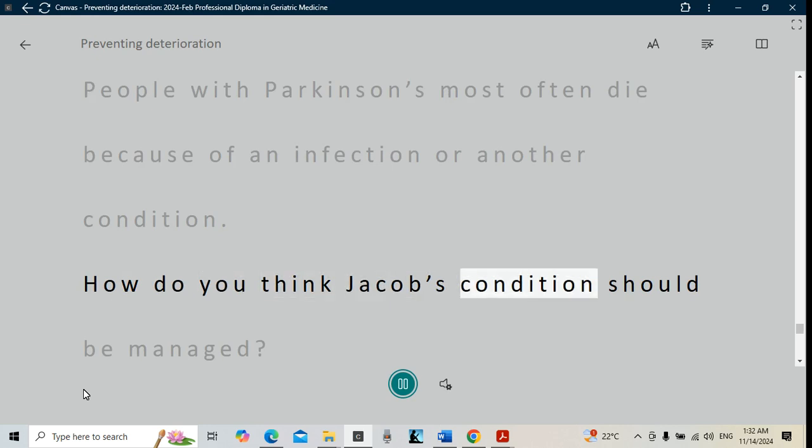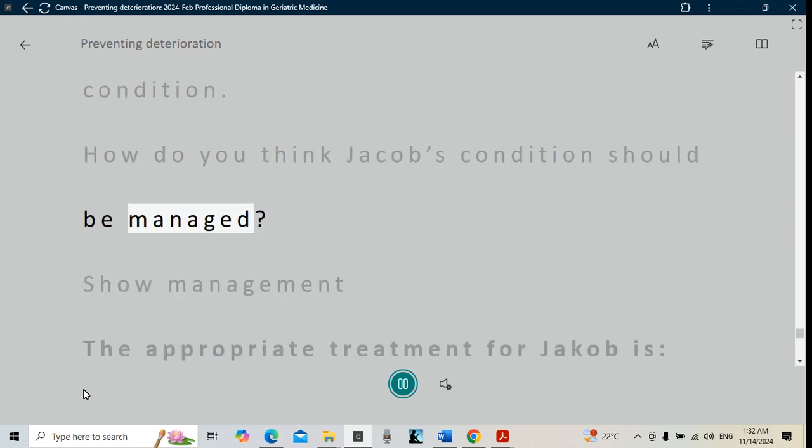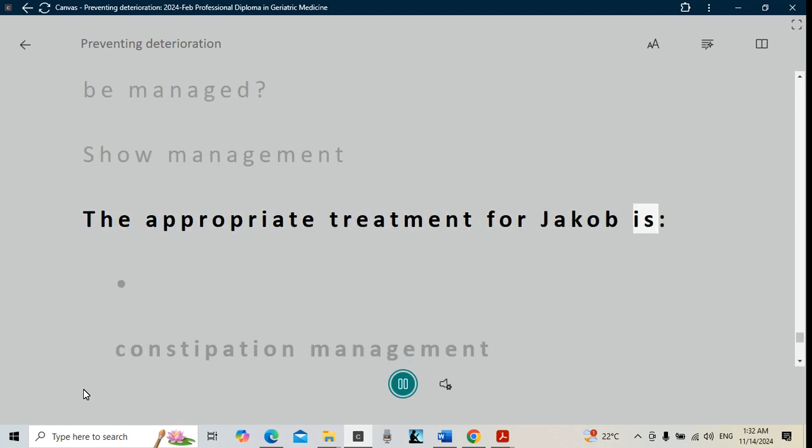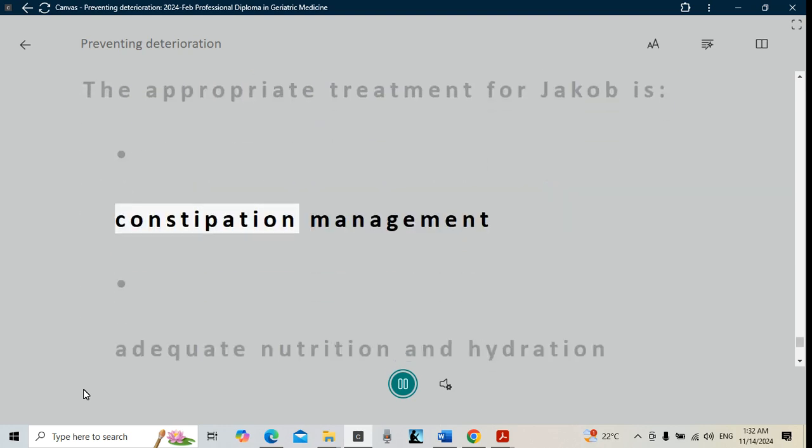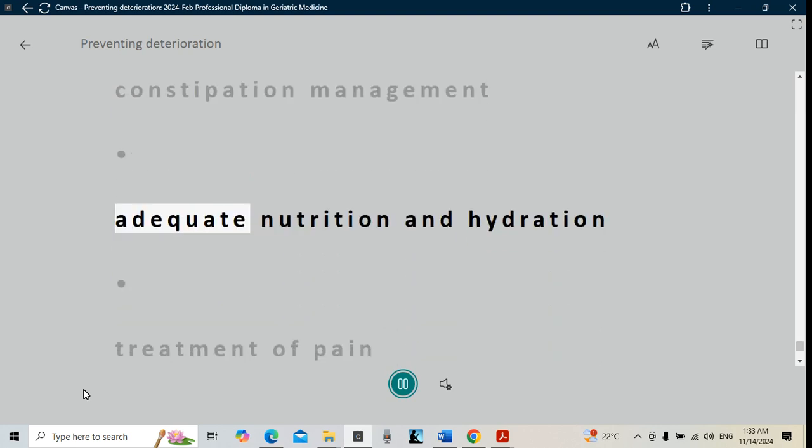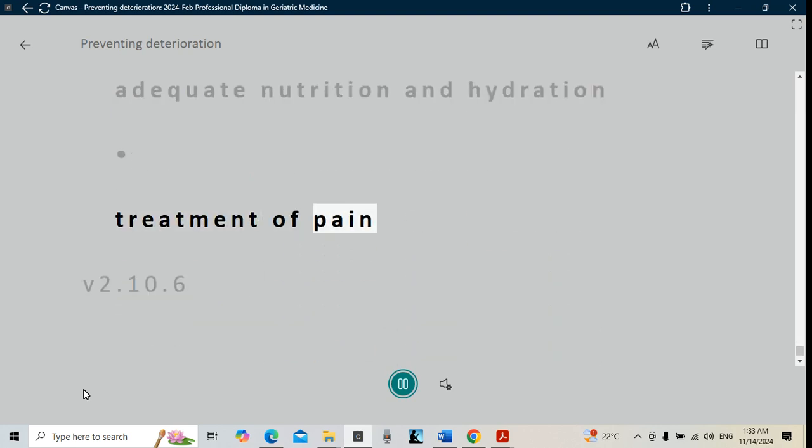How do you think Jacob's condition should be managed? Show management. The appropriate treatment for Jacob is constipation management, adequate nutrition and hydration, treatment of pain.